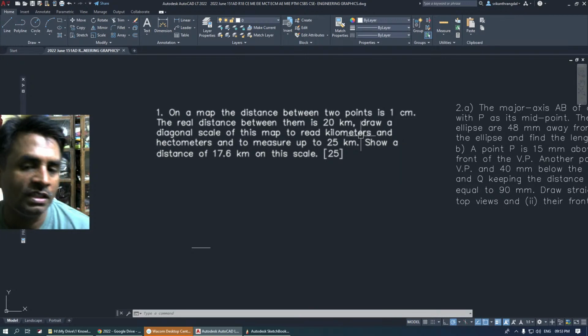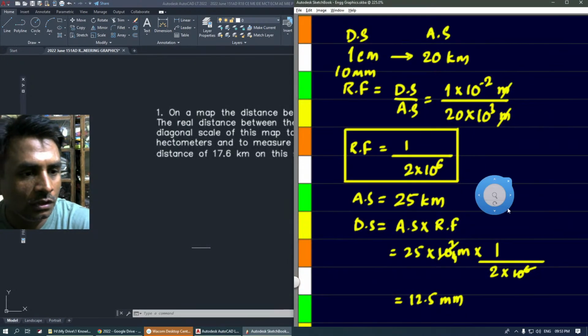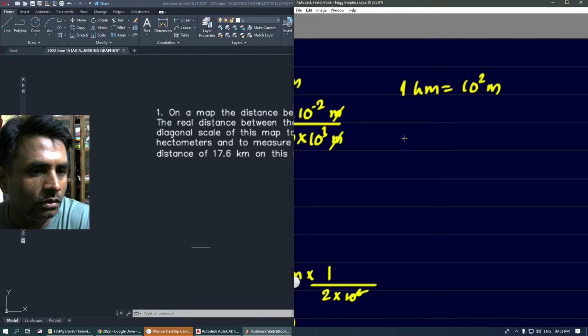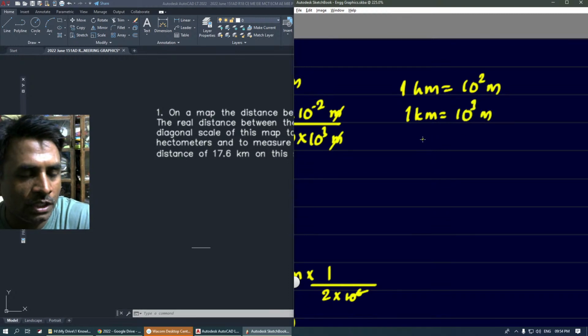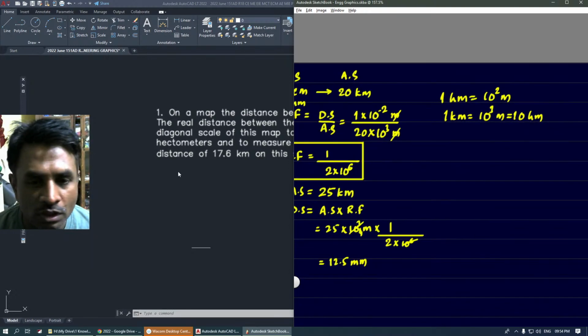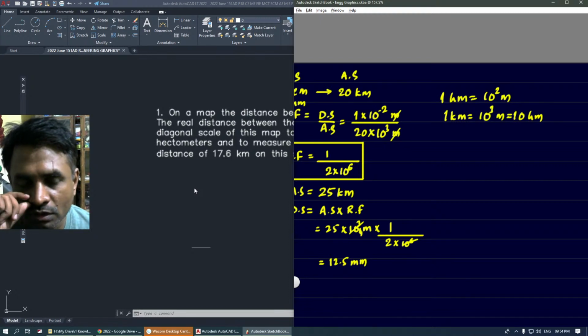And what exactly are hectometers? One hectometer is actually 10 power 2 meters, and 1 kilometer we all know is 10 power 3 meters. That means 1 kilometer is equal to 10 hectometers, and we're supposed to mark a length of 17.6 kilometers on that.